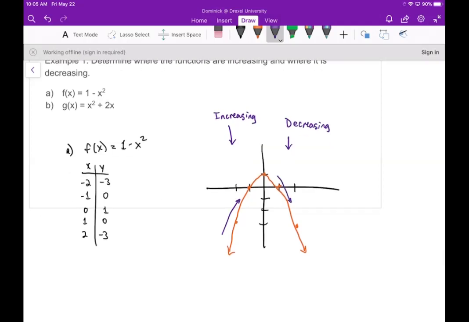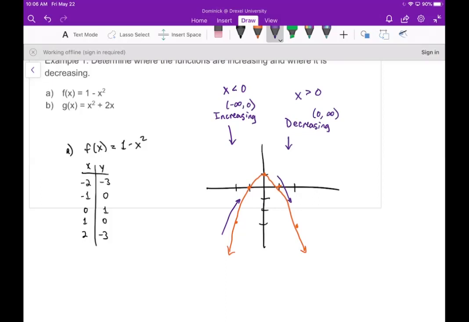Now we want to be a little bit more careful about how we word this. There's a couple ways you can do that. You can say that it's increasing when x is less than 0, and that would talk about the left side of this graph, and it's decreasing when x is greater than 0. Or in interval notation, you could say that it's increasing from -infinity to 0, and it's decreasing from 0 to positive infinity.